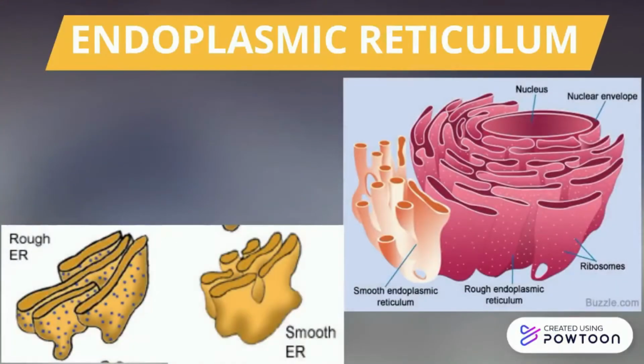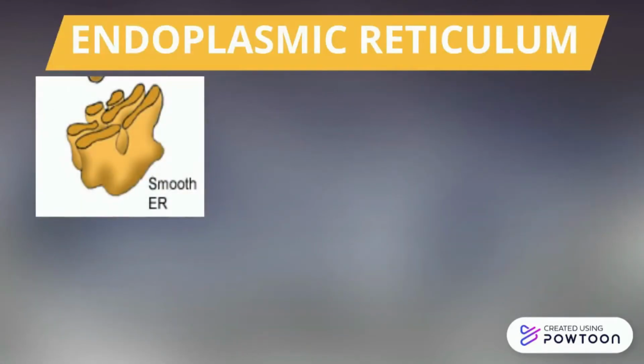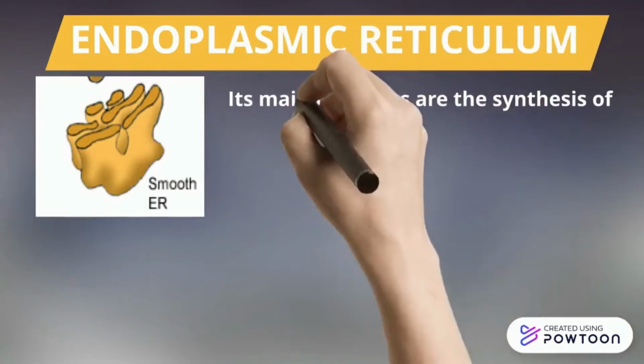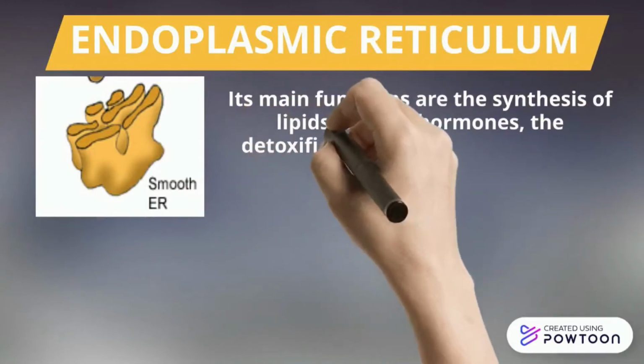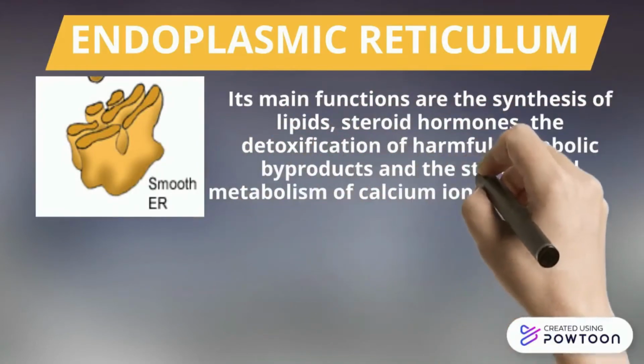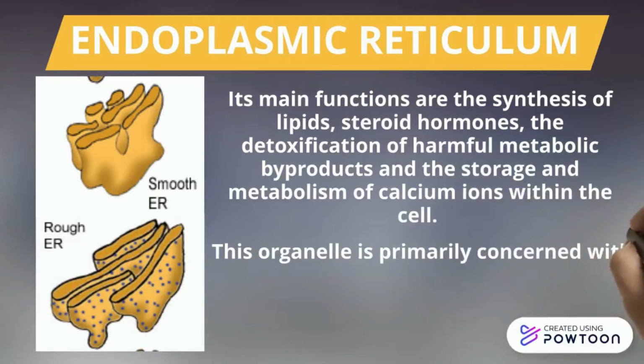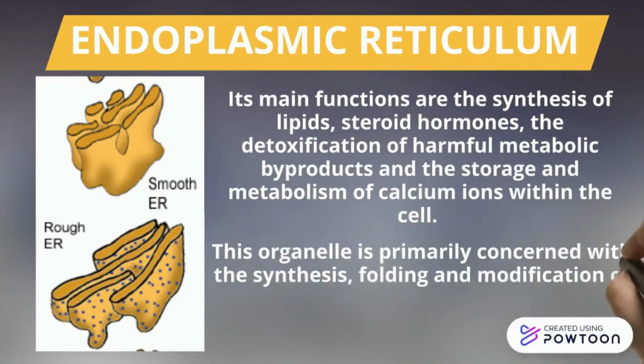The endoplasmic reticulum is a network of small, tubular structures that divides the cell surface into two parts, the luminal and extraluminal. It also modifies proteins and synthesizes lipids. Smooth endoplasmic reticulum's main functions are the synthesis of lipids and steroid hormones, the detoxification of harmful metabolic byproducts, and the storage of calcium ions within the cell. Rough endoplasmic reticulum is primarily concerned with the synthesis, folding, and modification of proteins.